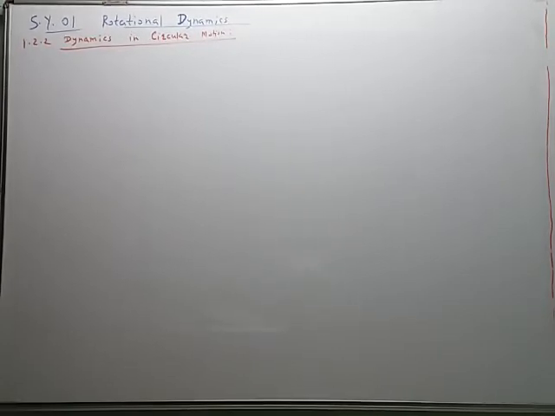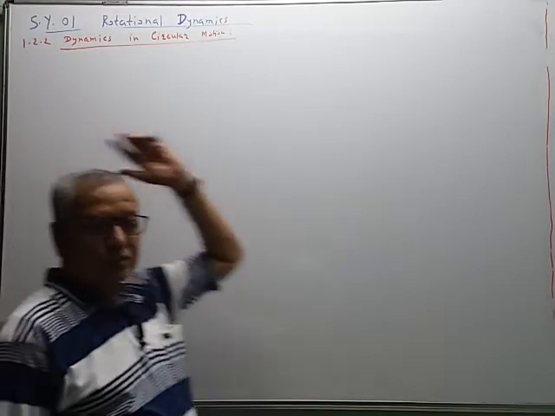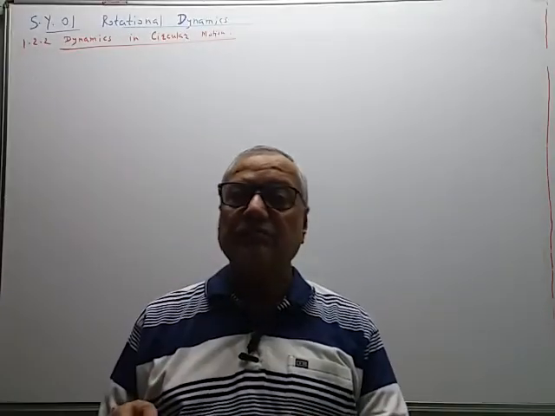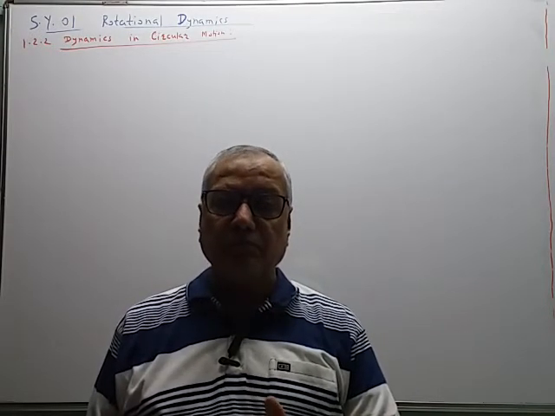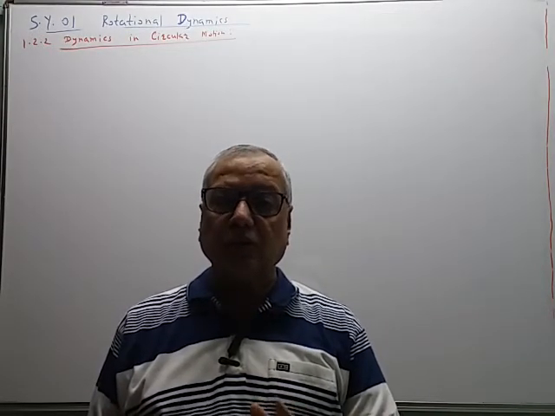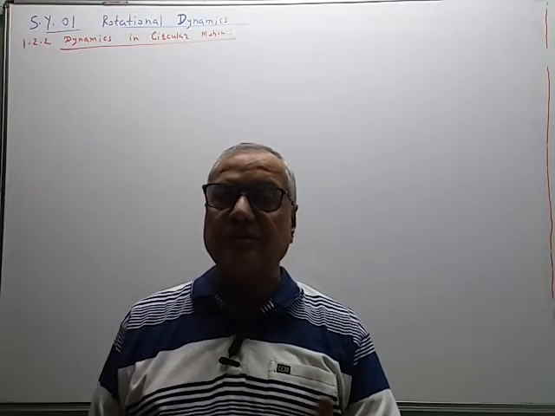So we have seen kinematics of circular motion. Now we have to see dynamics of circular motion. So we already know the difference between kinematics and dynamics. Kinematics means branch of mechanics without considering the cause of motion. It is, we don't consider force.